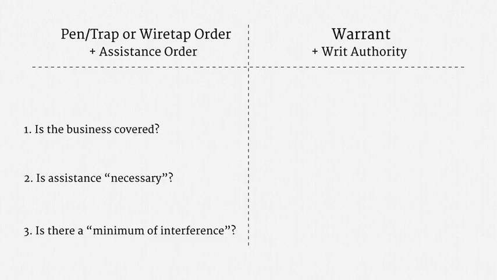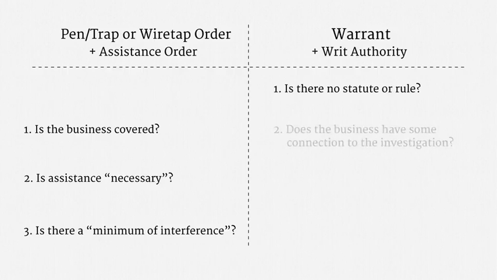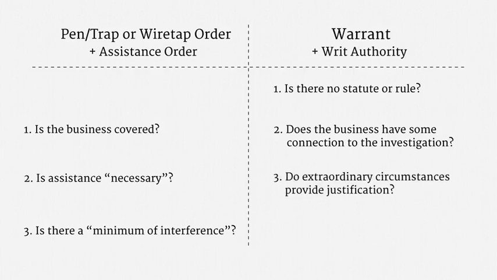On the warrant side, there are roughly four questions to ask. First, is there no statute or rule on the issue? If there is, the All Writs Act is displaced. Second, does the business have some connection to the investigation? Third, do extraordinary circumstances justify the compelled assistance? And last, is there no unreasonable burden associated with assistance?